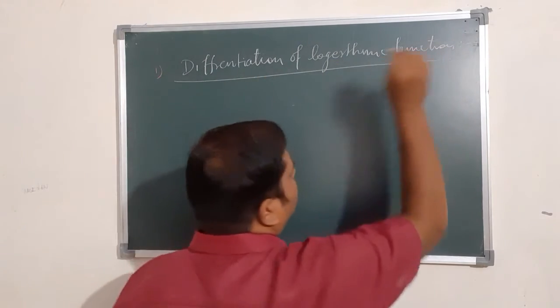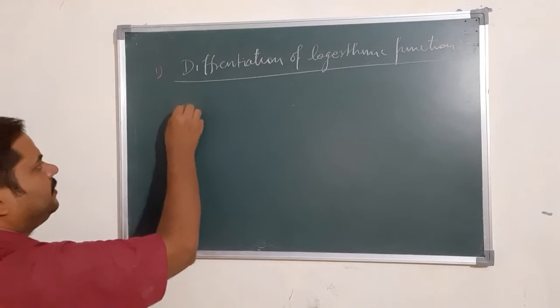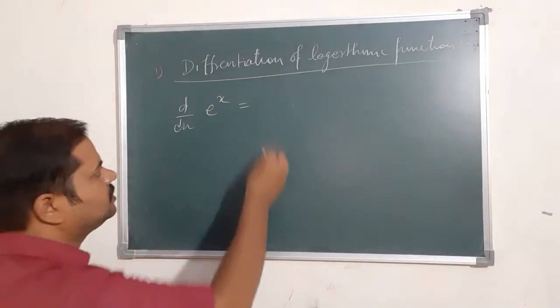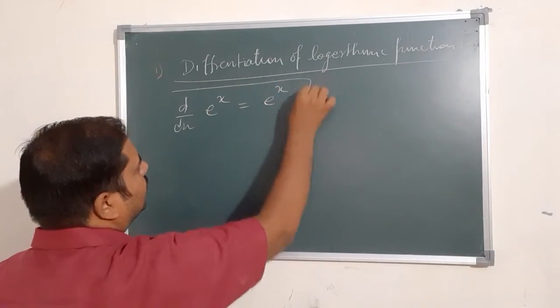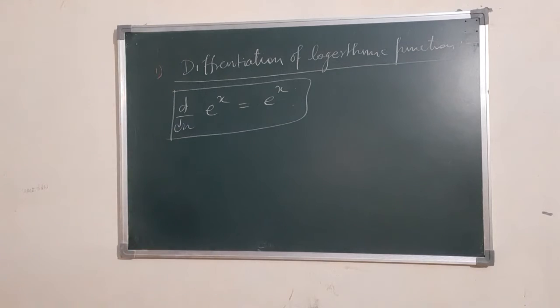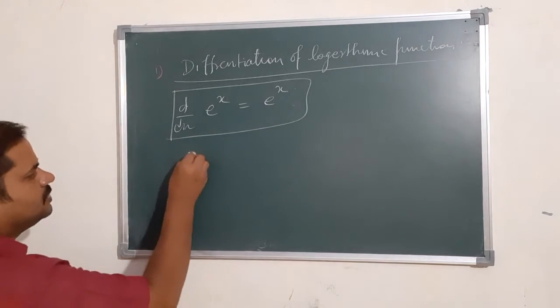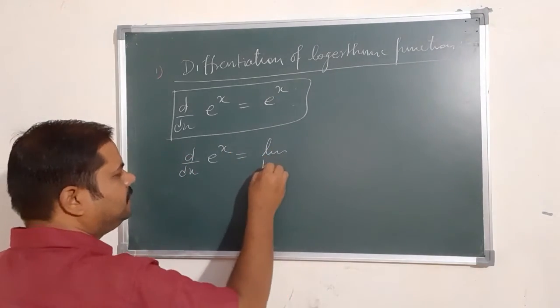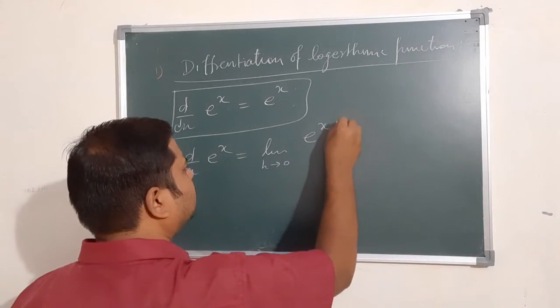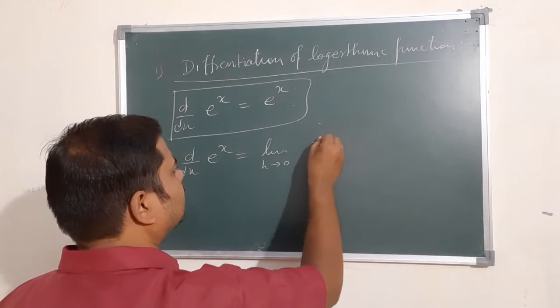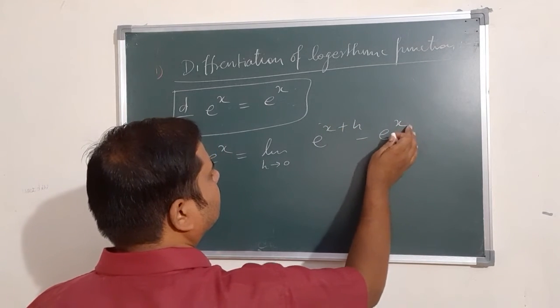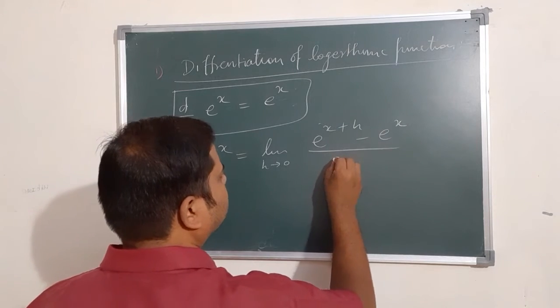For example, d by dx of e to the power x. How will we get the derivative of this? You know very well the definition. d by dx of e to the power x is equal to limit h tends to 0 of e to the power x plus h minus e to the power x, divided by h.